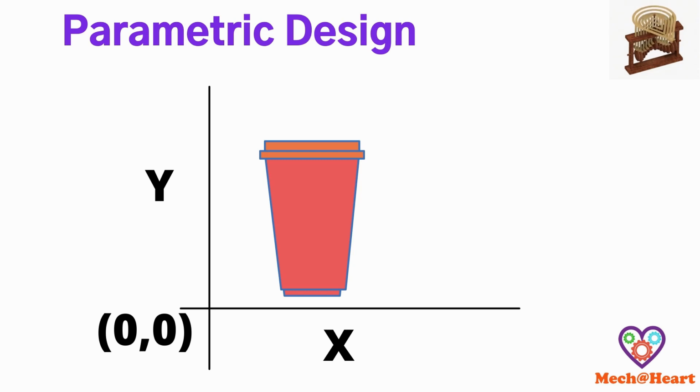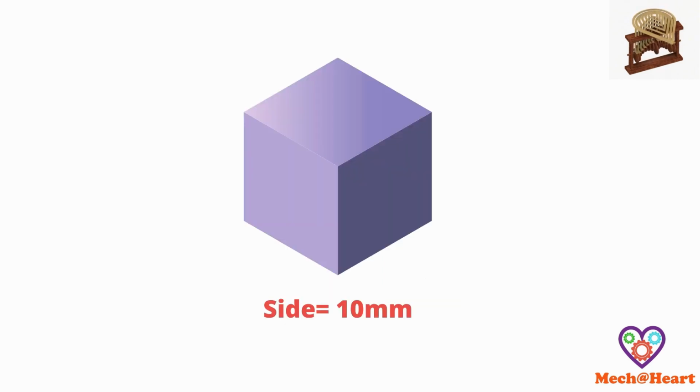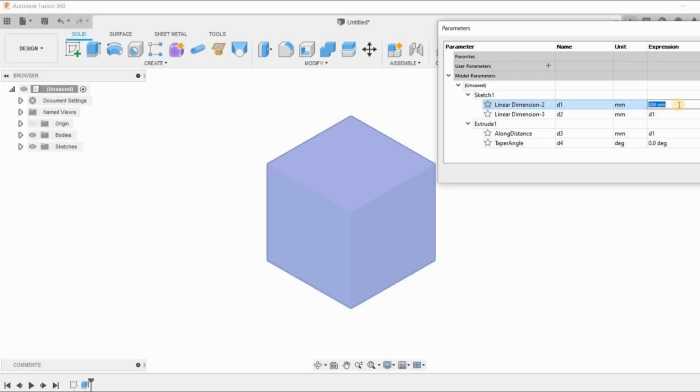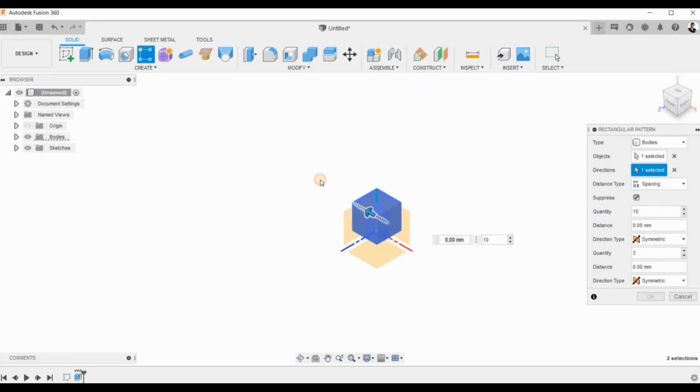Let us consider this cube. Instead of specifying XYZ coordinates of each vertex, we talk about the length, width, and height, which are called parameters. The model, when parametric, is easy to modify and make changes, easy to repeat and reuse.